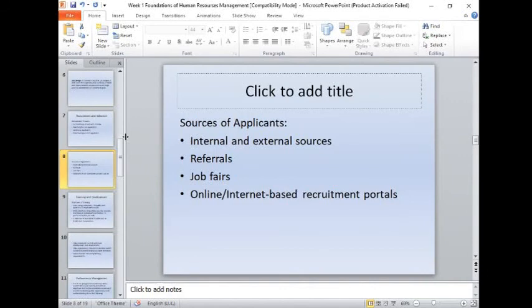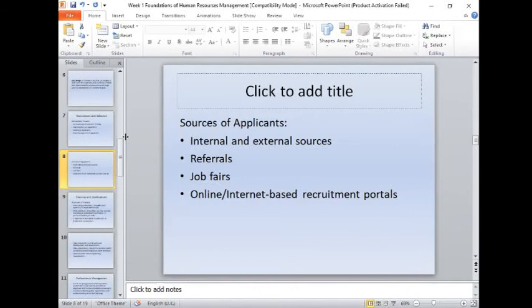And for external sources, of course, there are the aspiring applicants outside, just like the walk-in and the online applicants or job seekers. Of course, one of the sources of applicants are referrals, which are referred by the employees inside the company, or by a friend or a colleague who needs a job, to occupy the vacant position. Job fairs, of course.